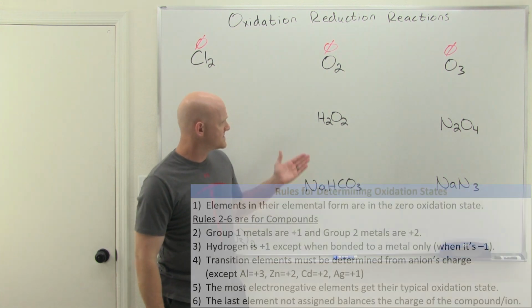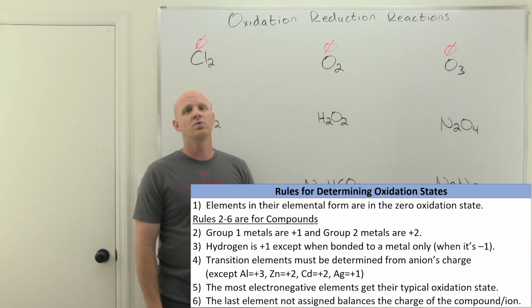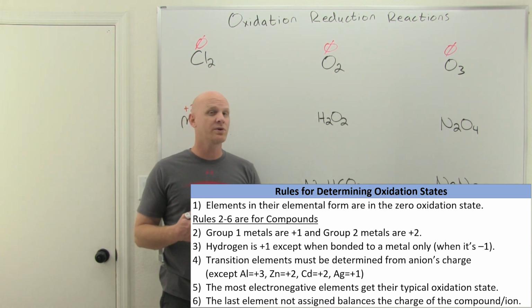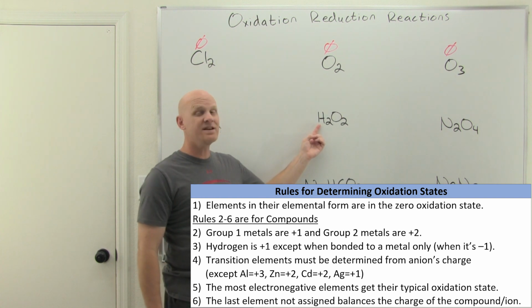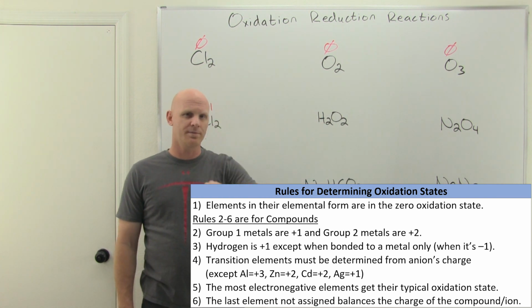So the way this works, rule number 1 doesn't apply because that's just for elements, and this is a compound. Rule number 2, any group 1 metals or group 2 metals. Well, hydrogen is in group 1, but it's not a metal, so it doesn't apply to it. So then we go on to rule number 3.